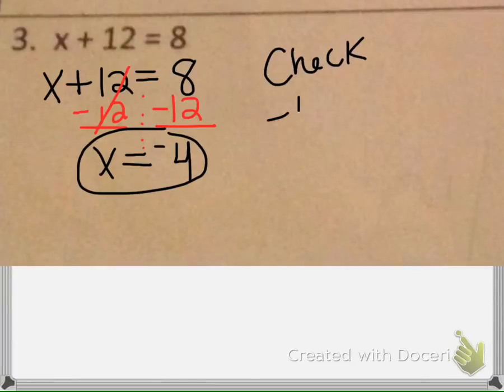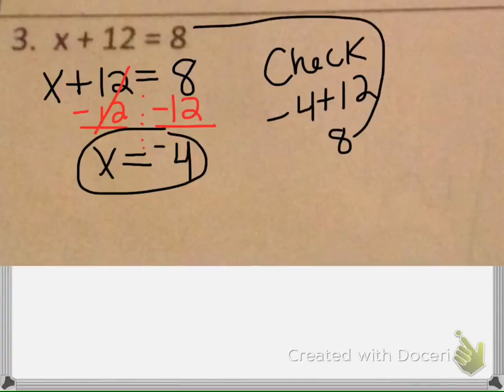I have negative 4 plus 12. Plug in my negative 4 where the x is. I have different signs, negative 4 and a positive 12. Different signs, subtract. 12 minus 4 is a positive 8. 12 is the larger number, and that works out. Good.